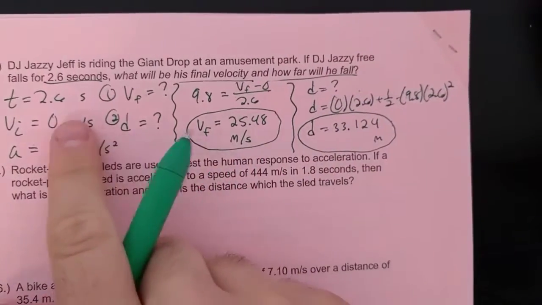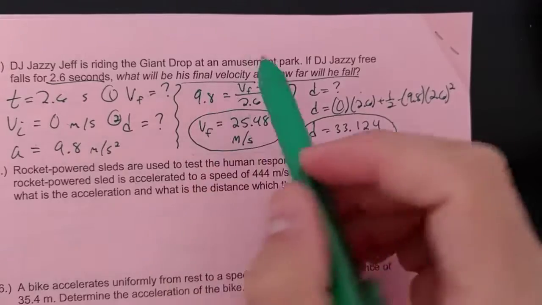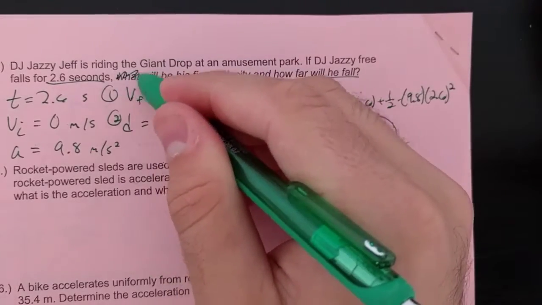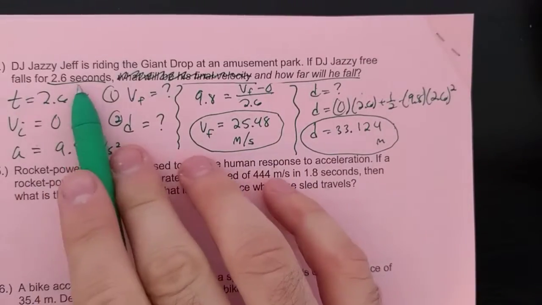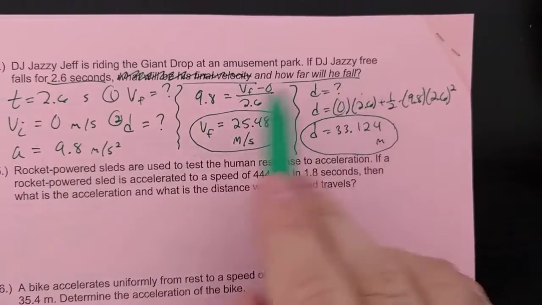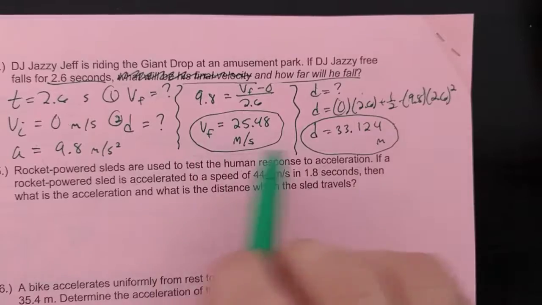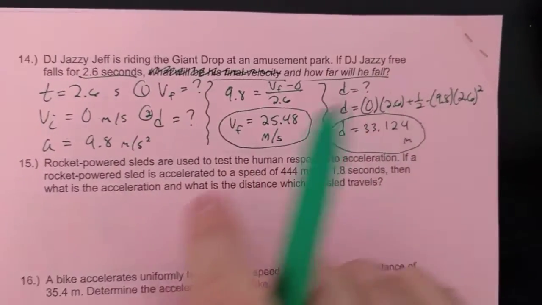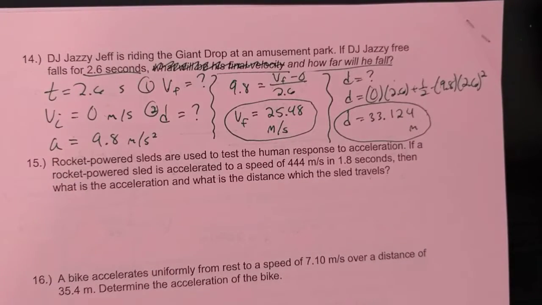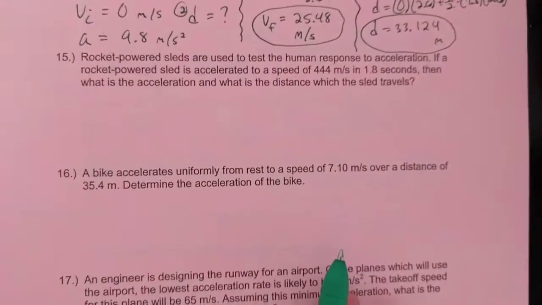Now, expect to see a problem like this where I don't ask you for the first thing, so it might just say, if he free falls for 2.6 seconds, how far will he fall? And you'll have to do one or the other. Or you might need to find this one to find the second piece. You just have to know your equations well enough to make that path for yourself.